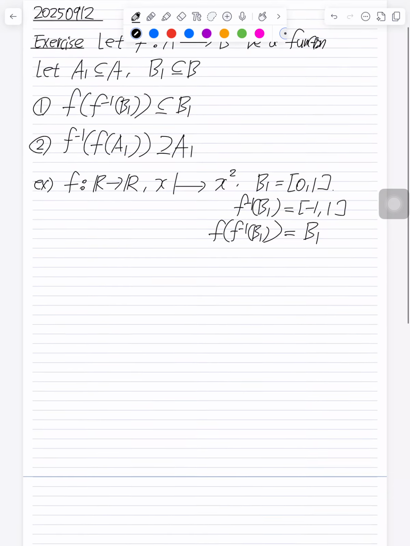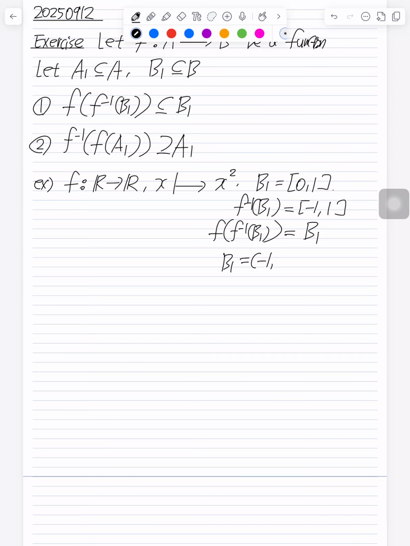However, if you choose, say, B1 to be the open interval from -1 to 0, then you can see that f inverse of B1 is the empty set, because there is no such function value in this range. And thus the corresponding image should be the empty set, so that this is strictly included in the given B1.